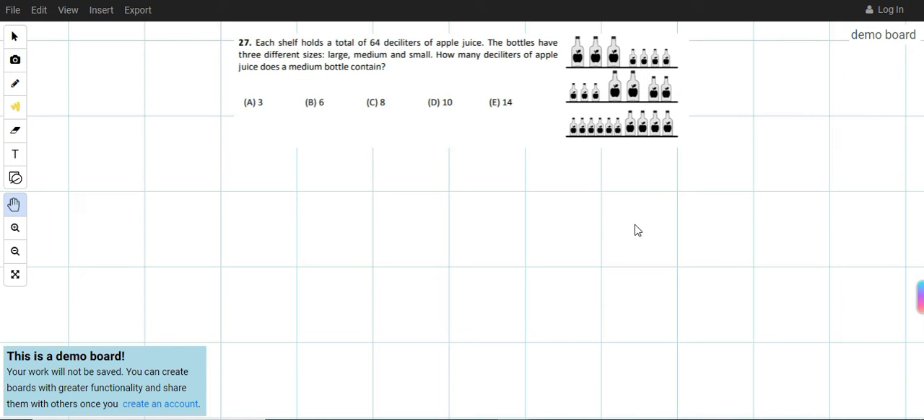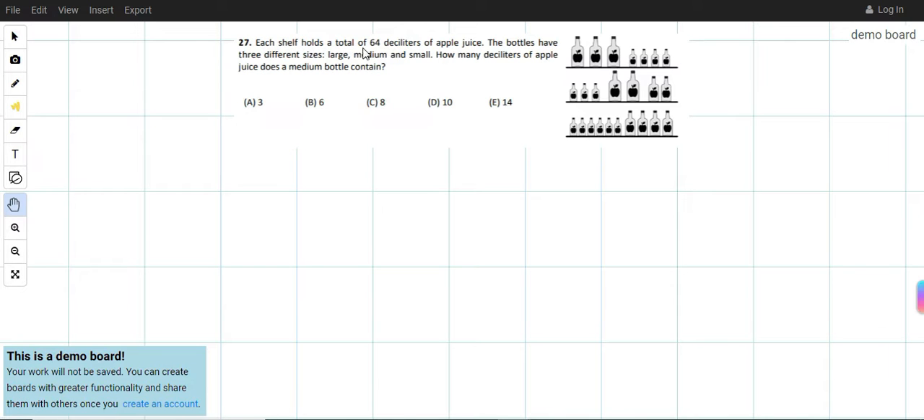Yes, this is Ron from MathX, and today we're going to be solving number 27 from the Math Kangaroo of 2021. Now, in this problem, we can be doing some simple equations to get this problem done fast and efficiently. So what we're actually going to be doing is labeling and using variables to substitute for these apple juice bottles. But without further ado, let's just get started.